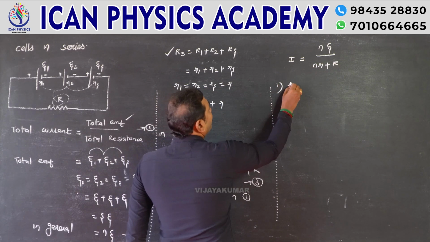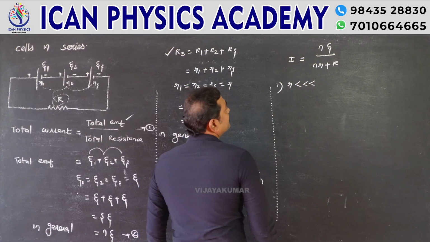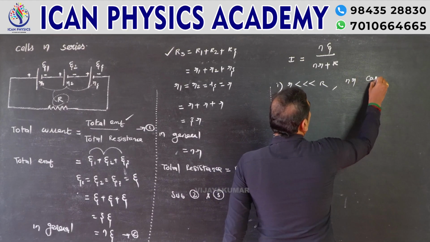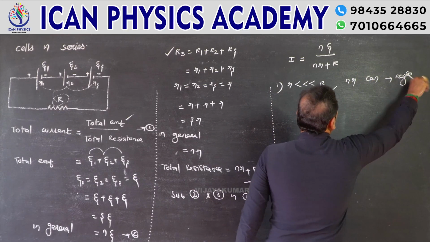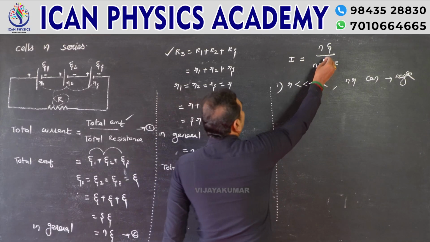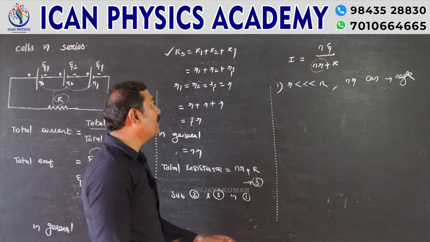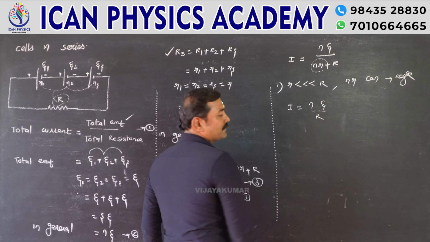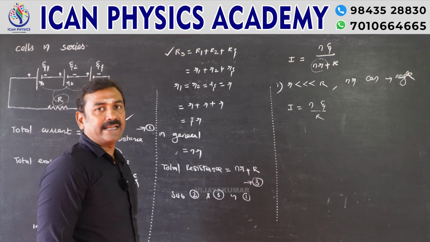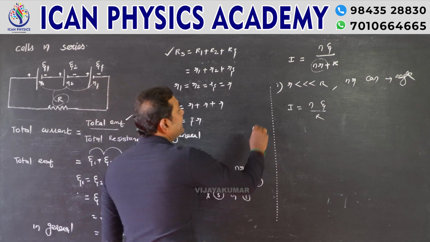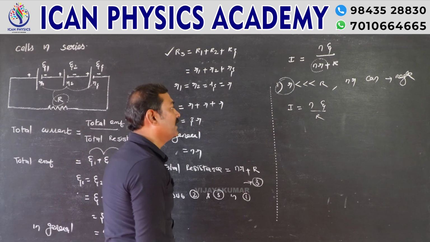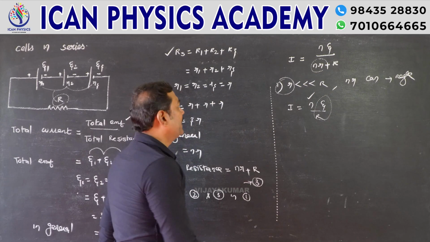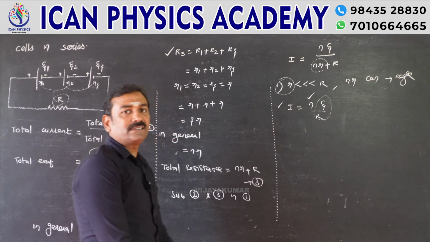So first case, when r is much less than the external resistance R, then nr can be neglected. So when we neglect nr, I equals n times psi by R. So this is the ideal condition to connect the cells. Why? Because when the internal resistance is much smaller, the EMF by R is n times, so the current will be more. So this is the ideal condition.